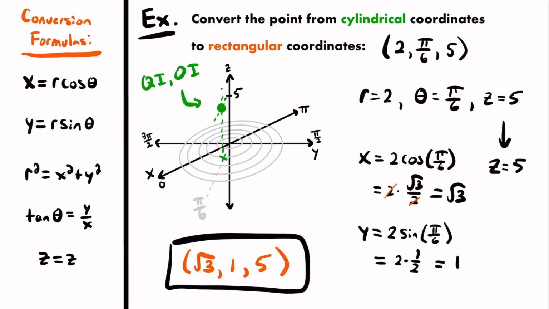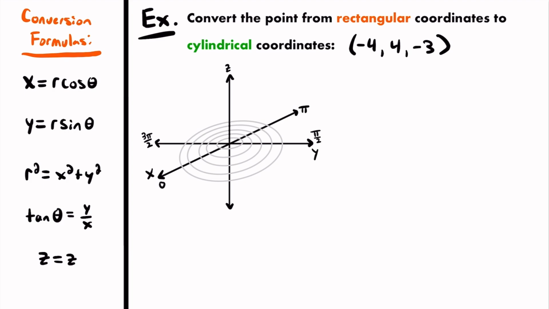All right, and that should make sense because the x, y, and z coordinates are all positive, so we know that that would be in the first octant of the 3D coordinate system, which is exactly where our original point is. Okay, so it's pretty simple to convert from cylindrical to rectangular coordinates, but now let's do the reverse.